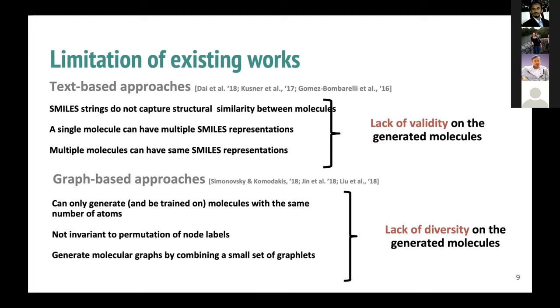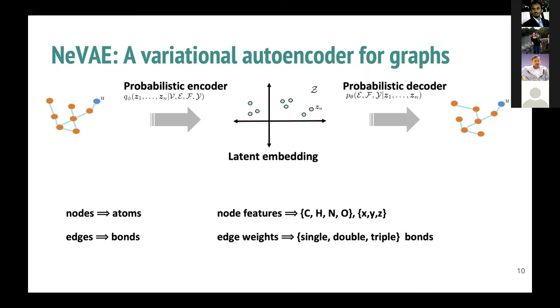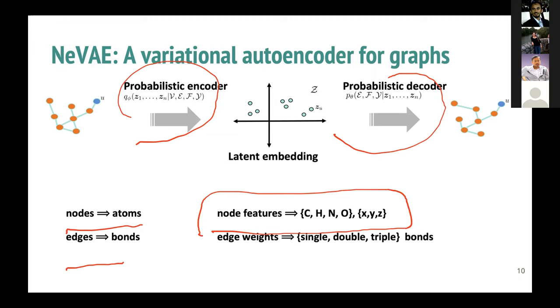With this in mind, we propose Nibhaye, a variational autoencoder for graphs. It has a probabilistic encoder and a probabilistic decoder. What does the encoder take? The encoder takes the nodes, the edges, and the node properties. The node properties can be of two types. They can be the atom type: carbon, hydrogen, nitrogen, oxygen, and this is a 3D molecule. We are thinking of a 3D structure, so the coordinates of the atoms are included, while the edge weight can be single, double, or triple bonds, and the weights of the bonds accordingly.